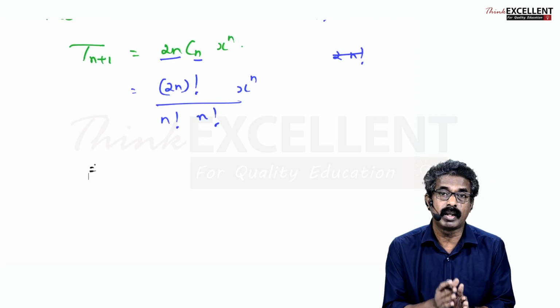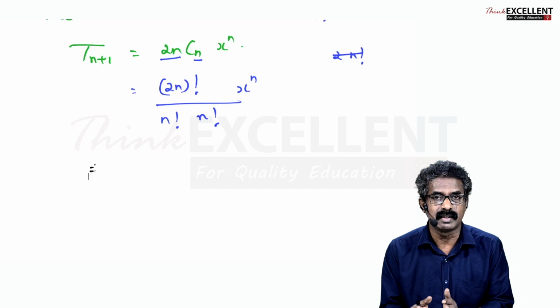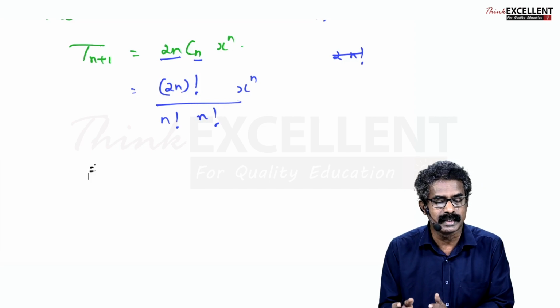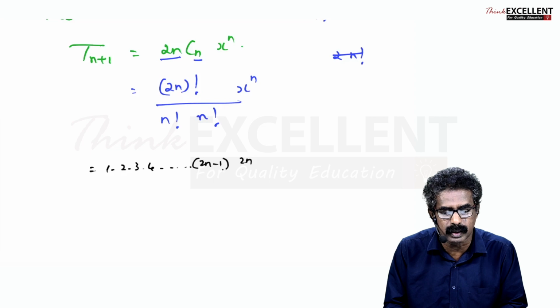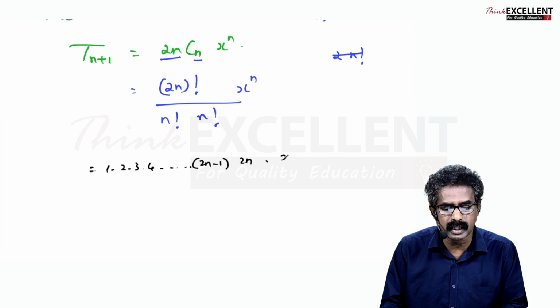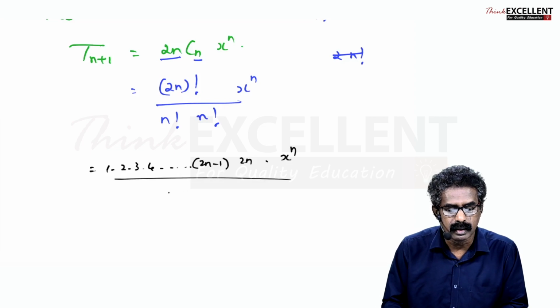5 factorial means 1 into 2 into 3 into 4 into 5, right? 10 factorial means 1 into 2 into up to 10. 2N factorial means 1 into 2 into 3 into 4 into etc. up to what? 2N. The previous term 2N minus 1. Remaining and all no change. X raised to N by N factorial into N factorial.